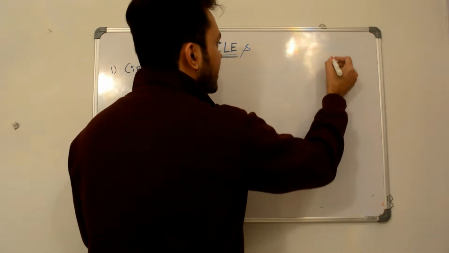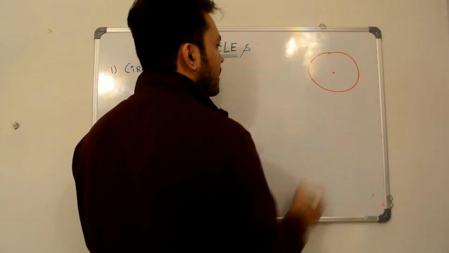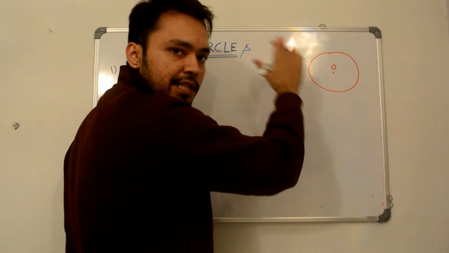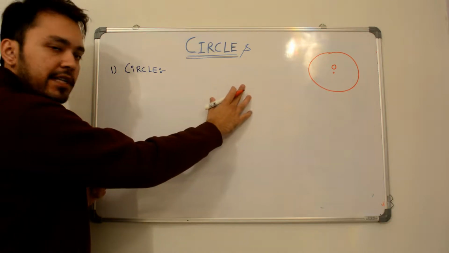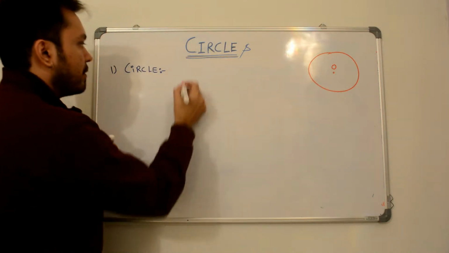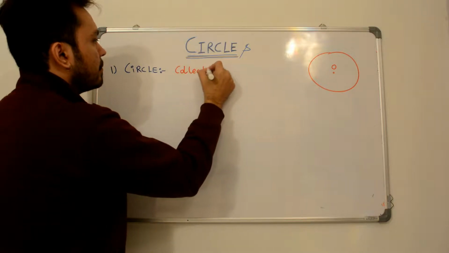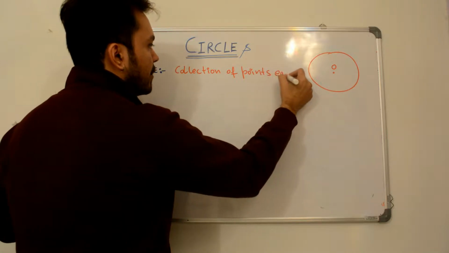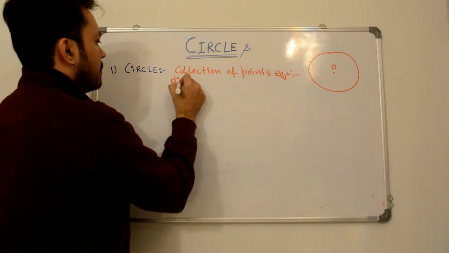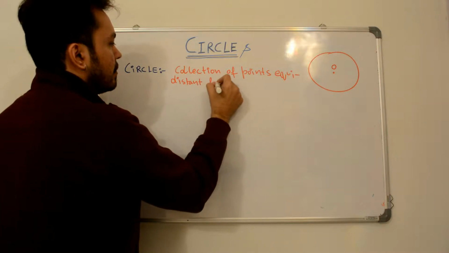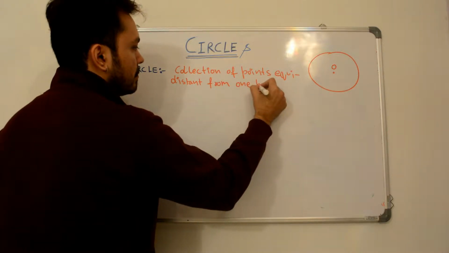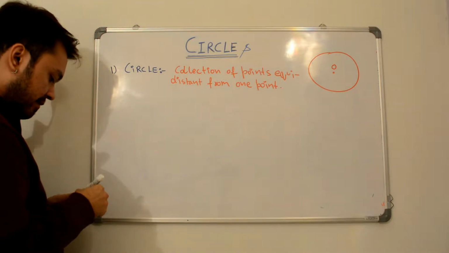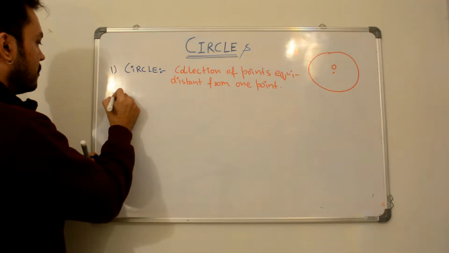A circle is a collection of all points that are equidistant from one point, that is also known as the center of the circle. It is a collection of points which are equidistant from one point. The next important definition we have is of the chord.